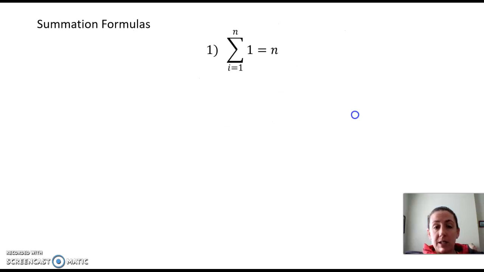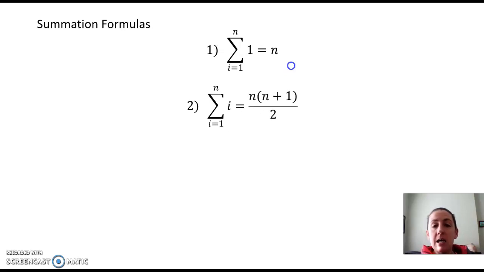The first one is that the sum from 1 to n of 1 is n. So if you wanted to add 1 plus 1, n times, you would get n. Here's a summation formula from 1 to n of just i. This is very similar to that first example we did. If you wanted to add 1 plus 2 plus 3 all the way up to 100, you take this ending term, n, times n plus 1, all over 2.